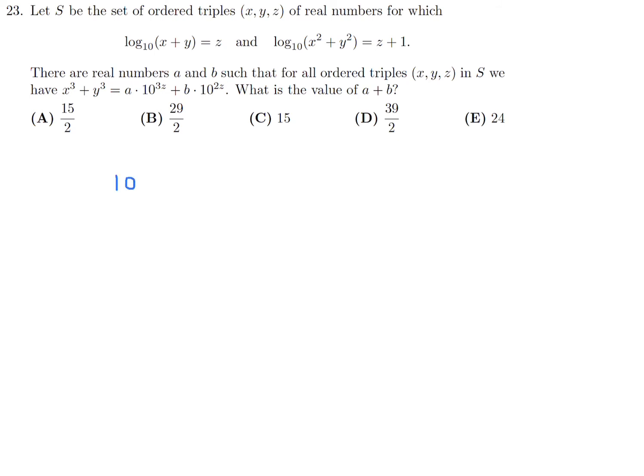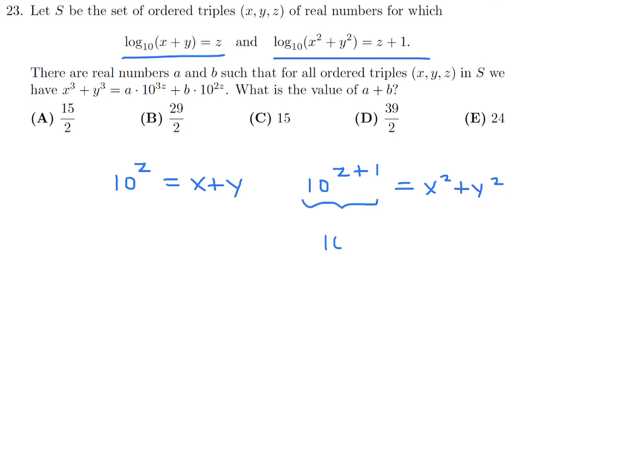10 to the power of z is equal to x plus y, according to this formula. And 10 to the power of z plus 1 is equal to x squared plus y squared, according to this formula. So this one, if you break it up here, it can be 10 to the z times 10 to the 1, like that, x squared plus y squared. And let's see, anything else we can do? x plus y, we can substitute that there, times 10 is equal to x squared plus y squared.